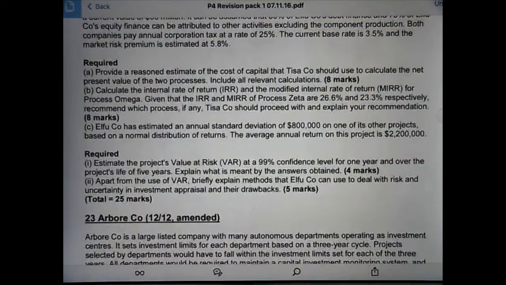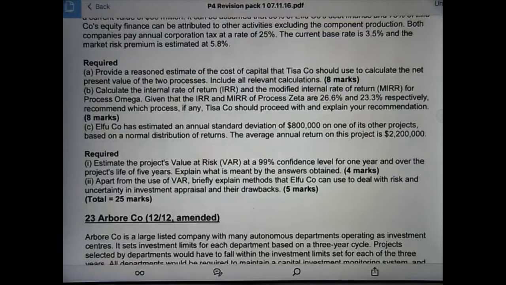The examiner tells you what's the level that you want. Okay, when they don't tell you, you're given flexibility on what to use. You want to use 95, 99, just put it in. Just say your number out. Here they tell you already, so you calculate based on 99 for 1 year and over the project life of 5 years. Explain what is meant by the answer. So you have to interpret.